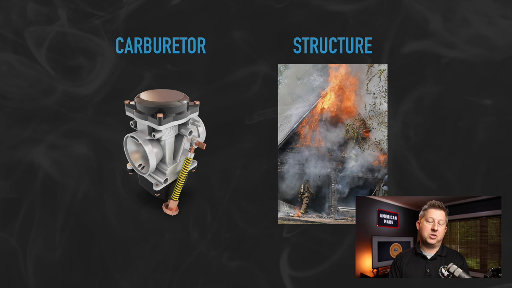Now look at a structure fire. A structure fire is exactly the same thing. If you take the doors and windows and treat those as the air inlets and air outlets, then basically you having the ability to control the amount of air going in and out of a structure is the exact same thing as a carburetor controlling the amount of air going in and out of an engine. So even though sometimes that's out of our control, having the understanding of the concept of how air and fuel mix within a structure can make you a much, much better firefighter and specifically a much better company officer.